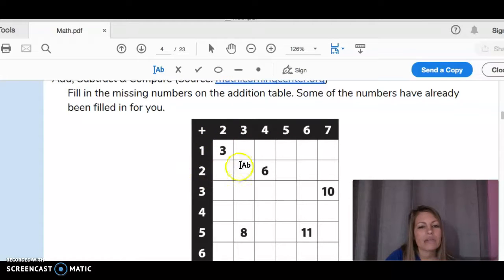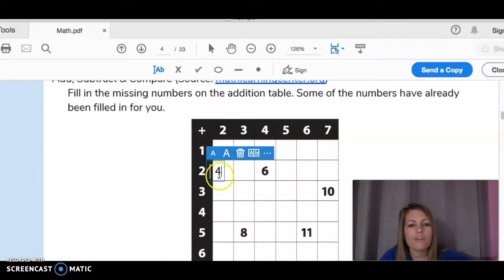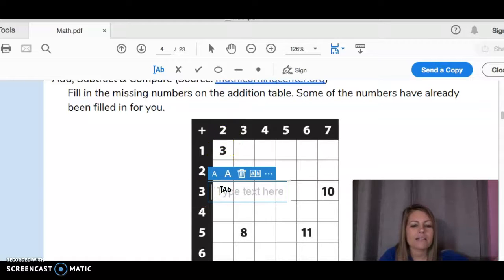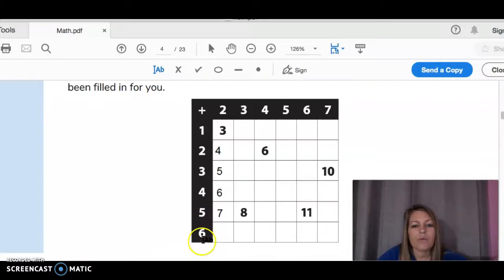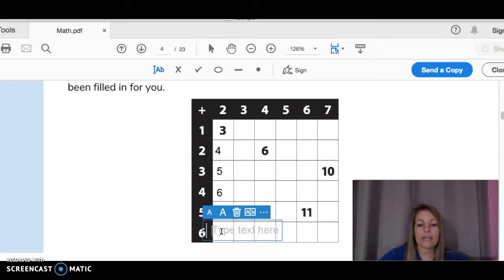When I add 2 from this side plus 3 from this side, oh, actually, before I do that, when I add 2 from this side plus 2 from this side, I get 4. When I add 3 plus 2, I get 3, 4, 5, 5. When I add this 4 plus 2, 4, 5, 6, I get 6. When I add 5 plus 2, 5, 6, 7, I get 7. When I add 6 plus 3, 6, 7, 8, 9, I get 9.